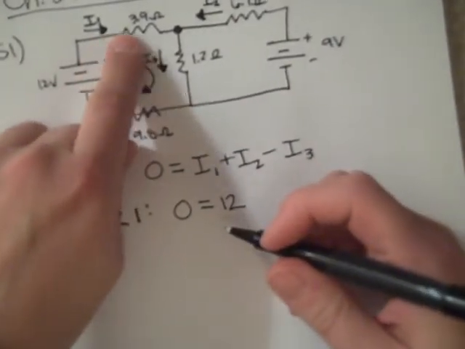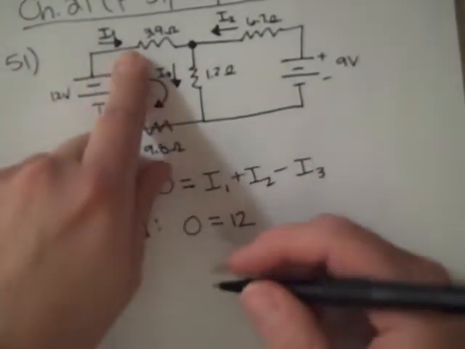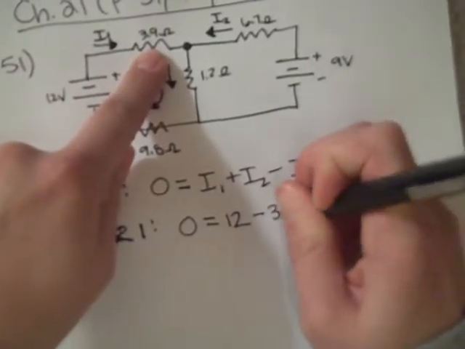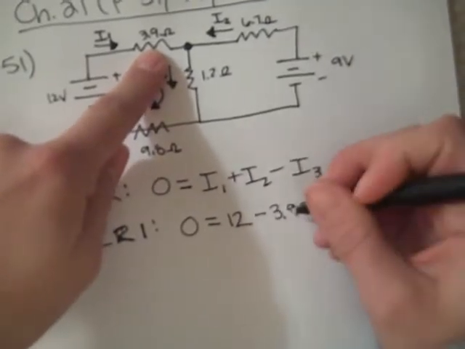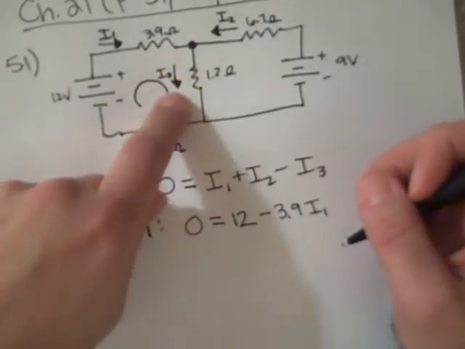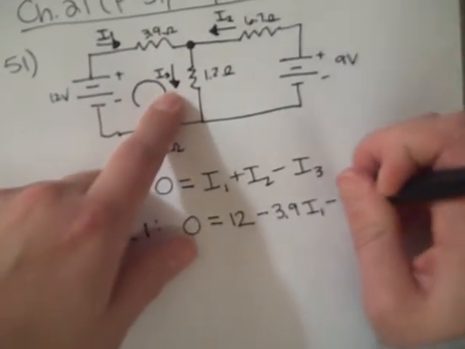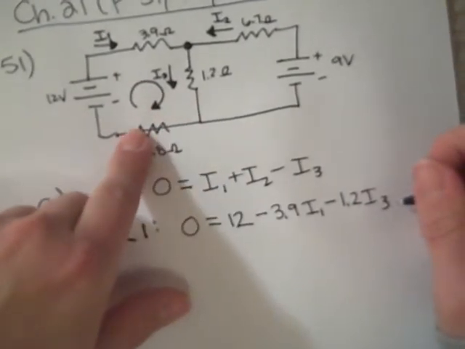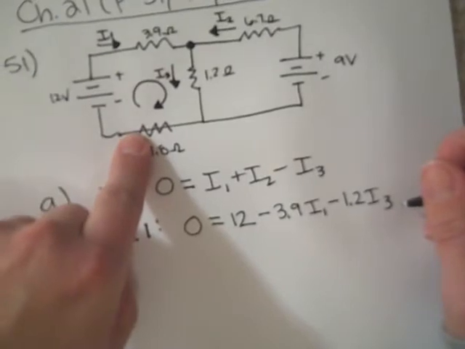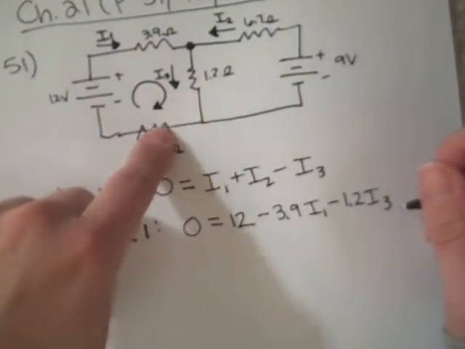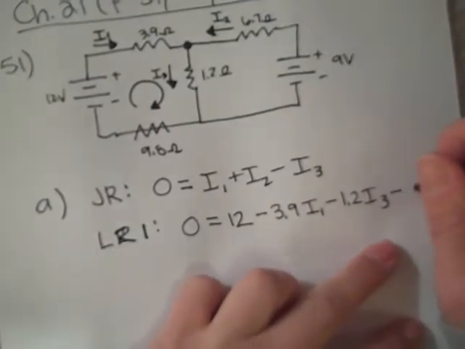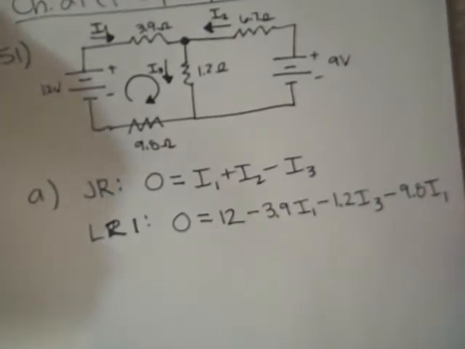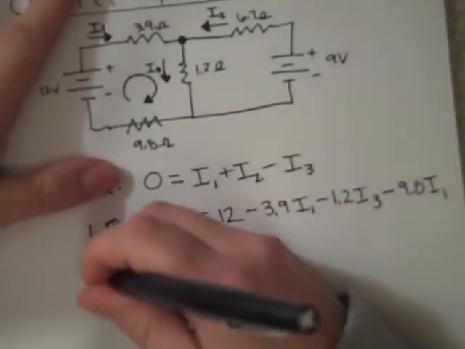And then next, since I'm going with the current, I1 is going to the right and my loop is going to the right, I'm going to subtract 3.9 I1, because voltage equals resistance times current. And then next one, I'm still going with the current, but now I'm talking about I3, so I'm going to subtract 1.2 I3. And finally, through this 9.8, I'm still going with the current, and that is going to have a current of I1, because the current splits and then comes back together over here. So I'm going to subtract 9.8 I1. And I'm just going to leave it like that for right now.